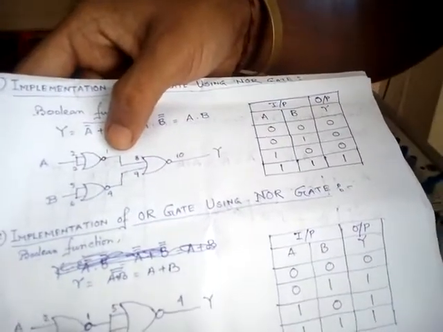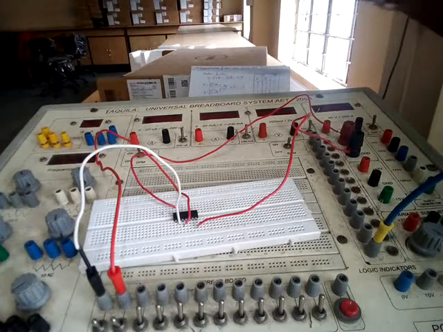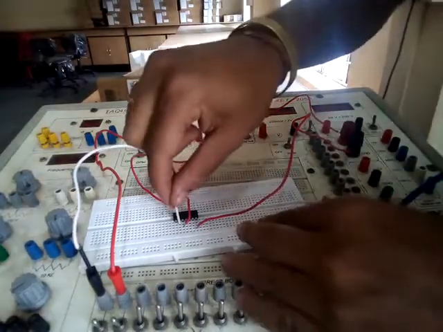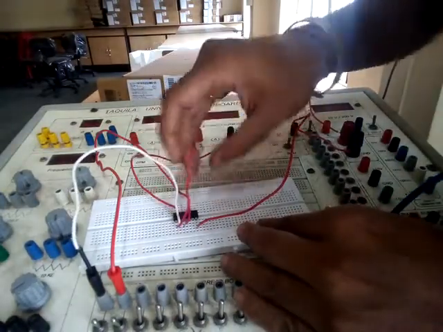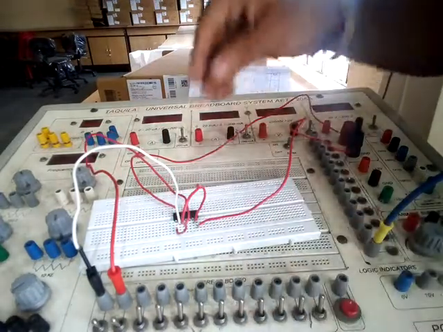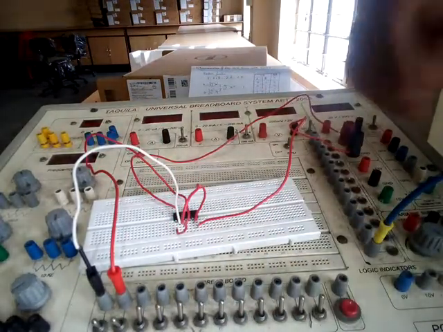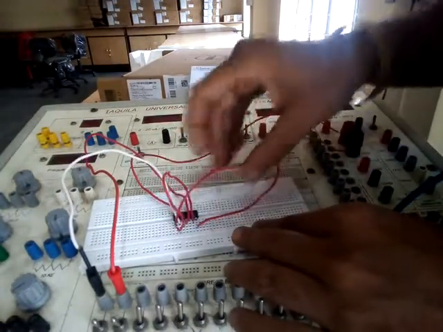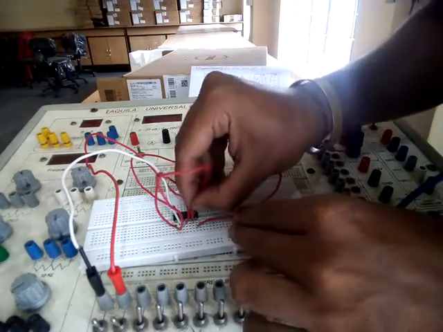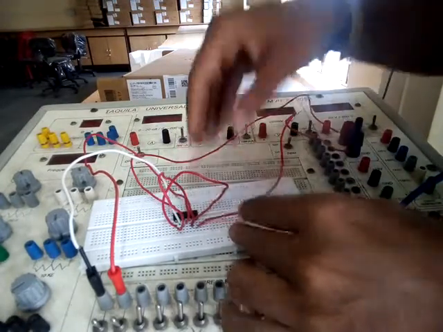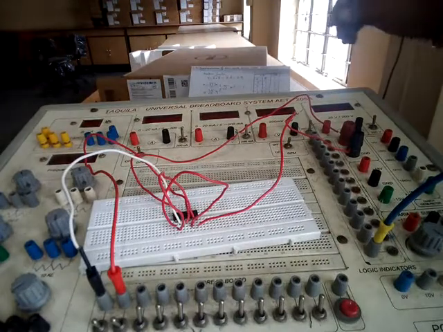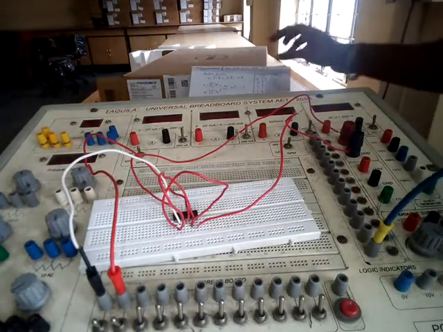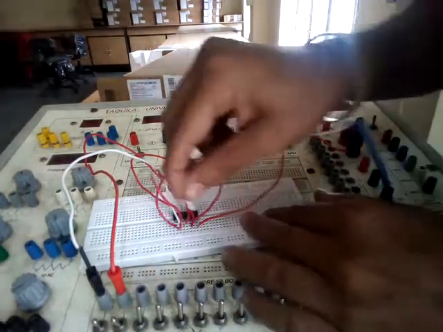Then as per the circuit, pins 1 and 5 are shorted, and pins 1 and 6 are also shorted. So you have to short pin number 1 and 6, then pin number 1 and 5. You can short pin number 5 and 6. And finally we get the output from pin number 4.